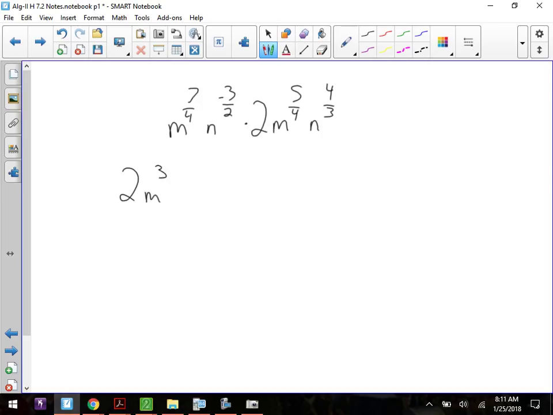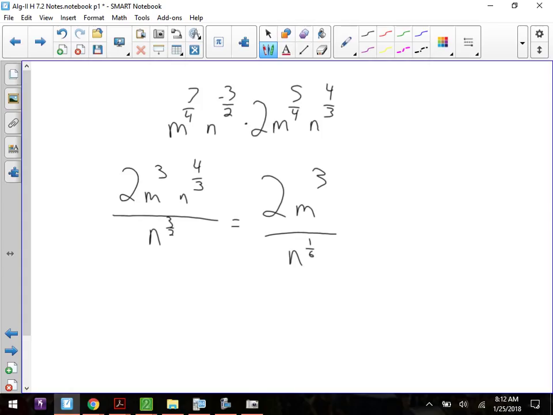Next thing I have is an n to the 4/3, and then the n to the 3/2 is down in the denominator. 3/2 is greater than 4/3. So when I move that around, I believe you get a 6th in the denominator? Yeah. Okay. So what it means now when you have 2m cubed over n to the 1/6, it says no fractional exponents in the denominator.